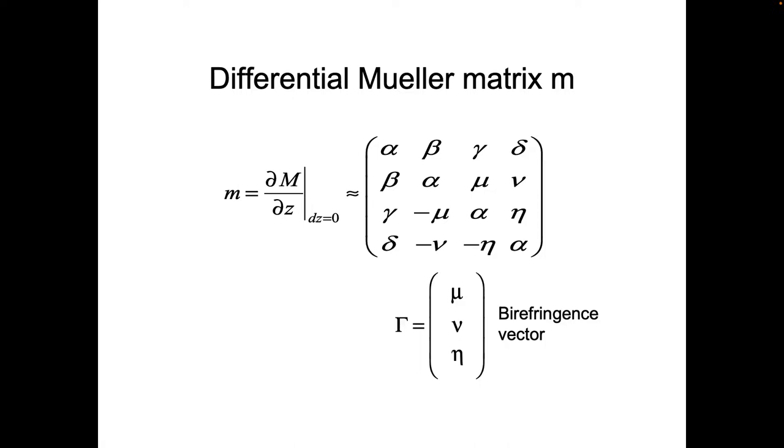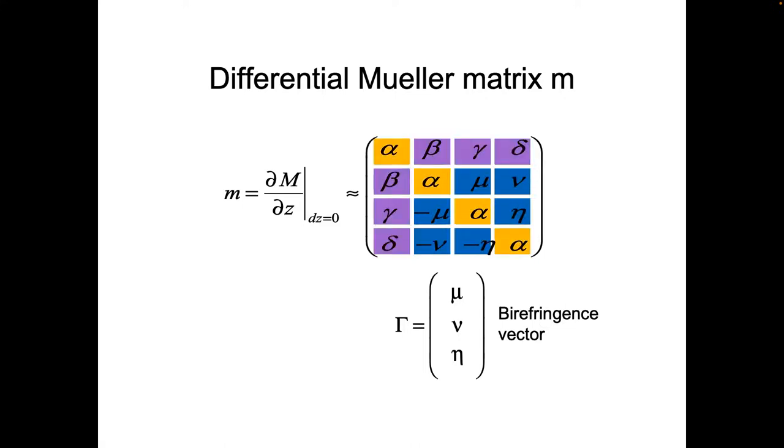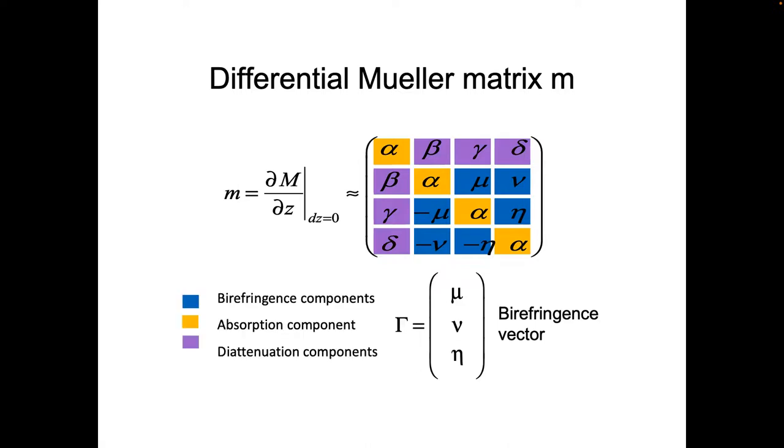Actually, I was going to do the theory master thingies and try and push this idea there. Let's see if I can find some. Anyway, but where are we now? We have these three elements. If you're at home and you go through your slides: diattenuation components in purple, attenuation in yellow, birefringence in blue.